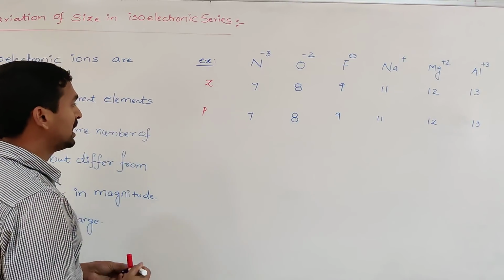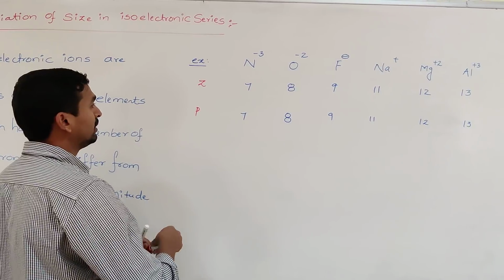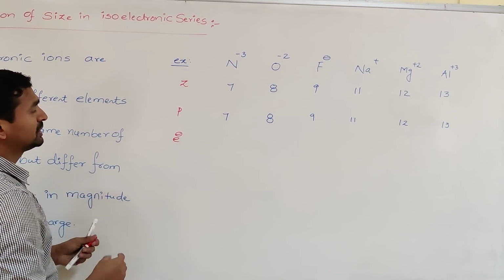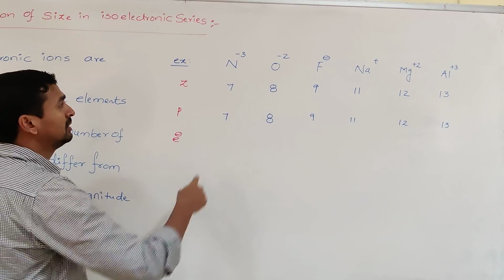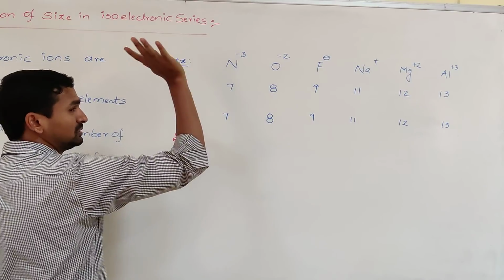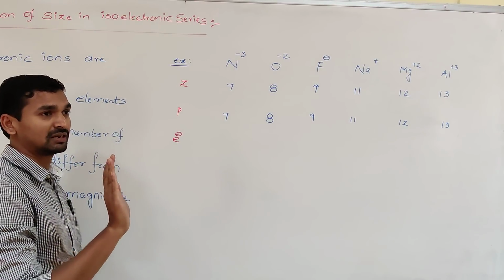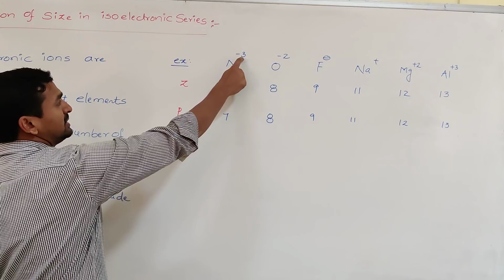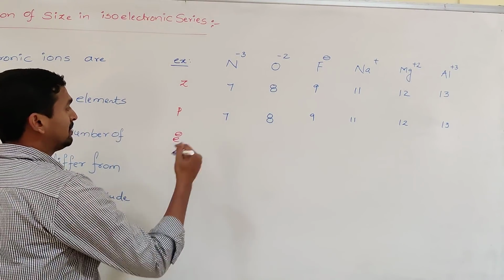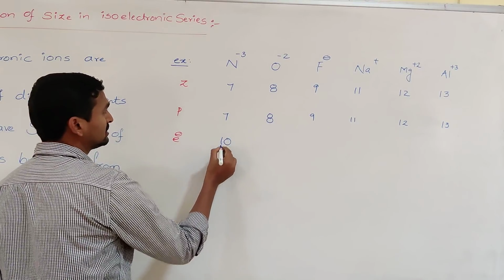But when it comes to the electrons, here nitrogen normally has 7 electrons, but it is carrying the negative charge of -3. Negative charge clearly indicates gaining of electrons. How much negative charge does it carry here? 3. So that's why 3 electrons are gained. So total 7 plus 3, 10 electrons.